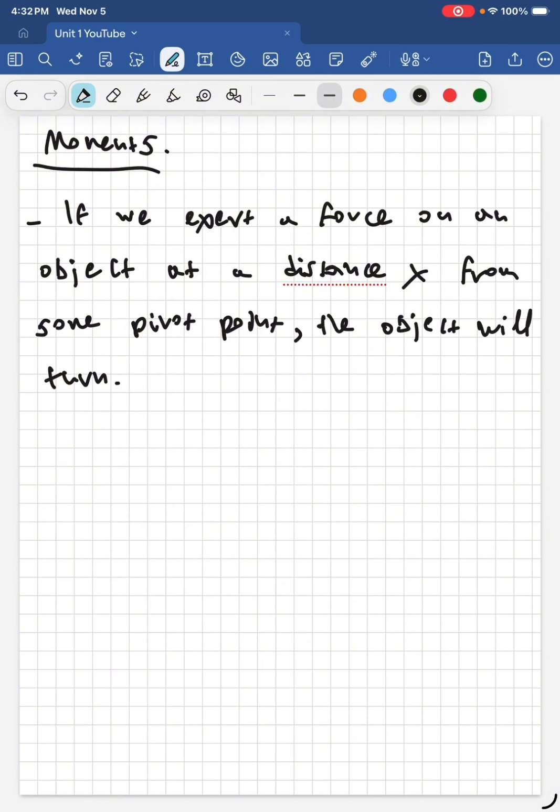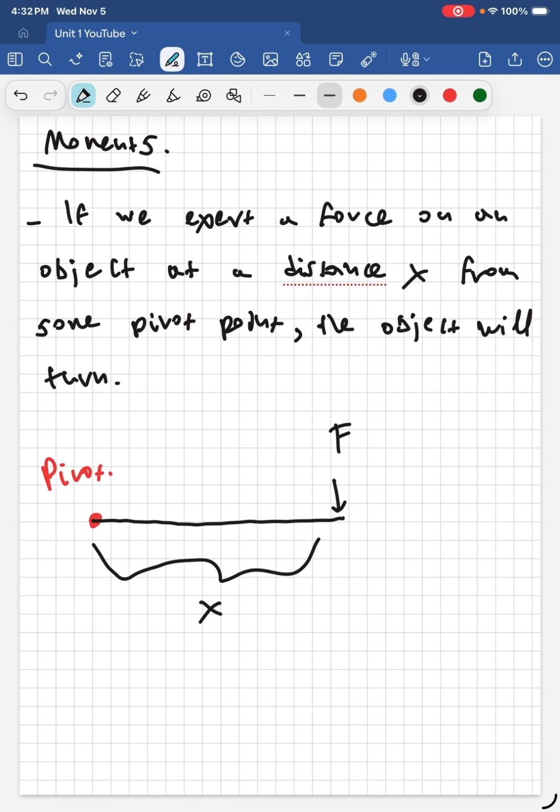So let's say I have a pivot point. That's my pivot. And I have some rod that can rotate around this pivot, and I exert the force F downwards at the distance x from the pivot. Then the rod is going to turn clockwise, right? And the moment will be equal to F times x, and we use units of newton meters.